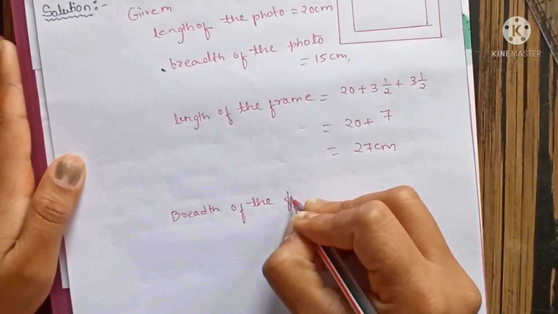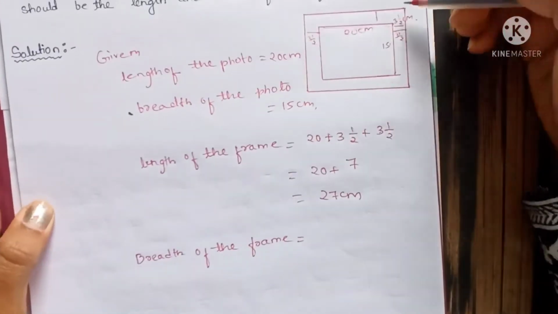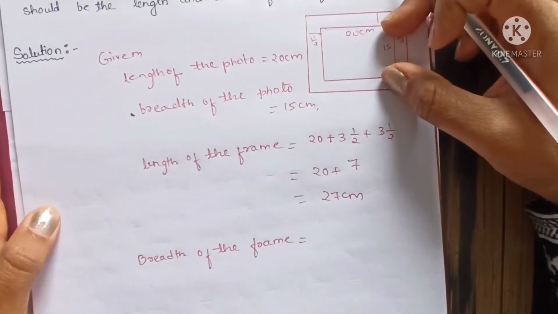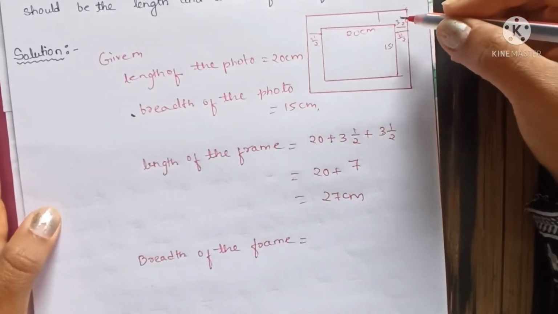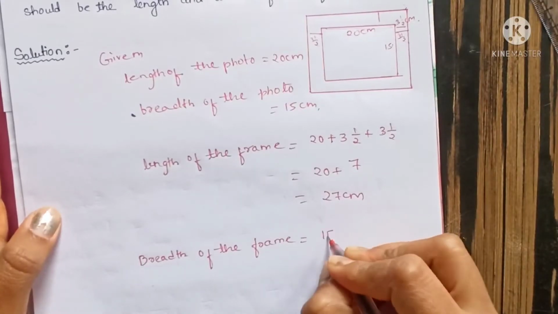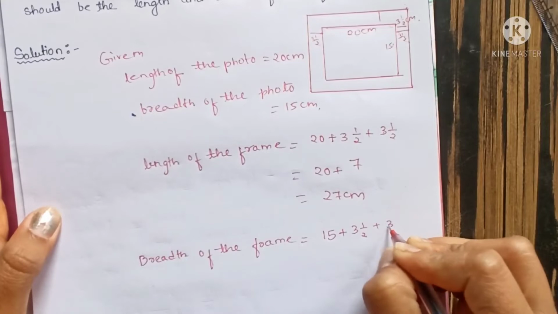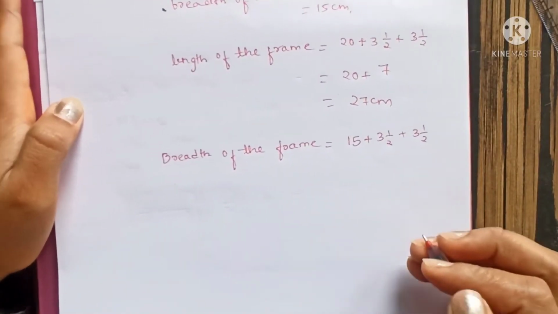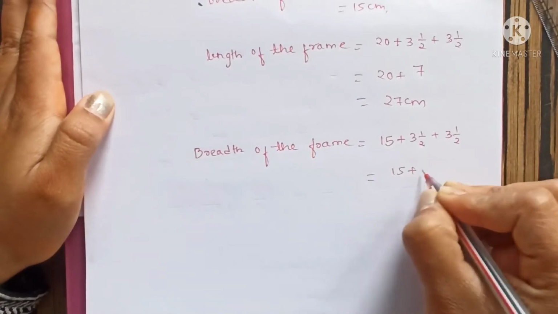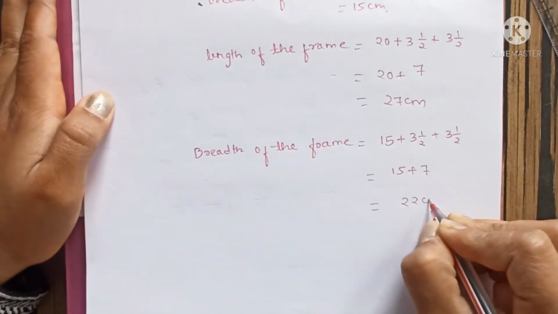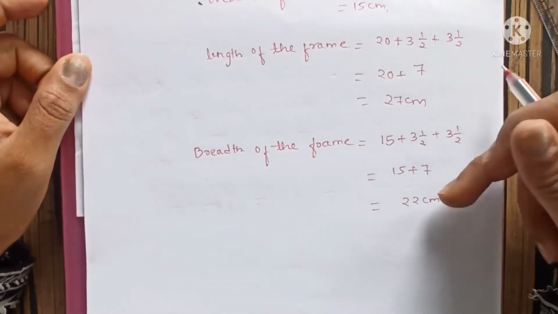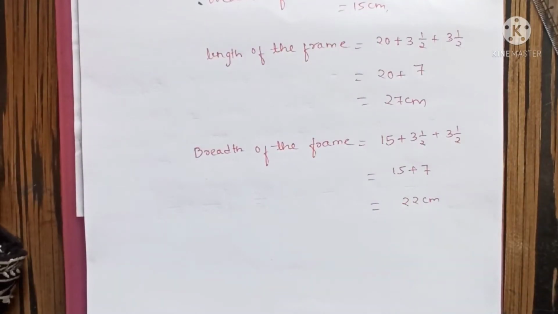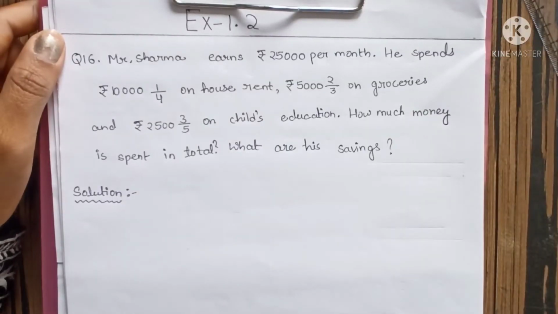Breadth of the frame will go the same way, because the breadth is also greater than the photo's breadth. Okay, breadth of the frame is greater than the photo's breadth by 3.5 from both the sides. So 15 plus 3.5 plus 3.5. Now if we add it here, we'll get 15 plus 7, that is 22 centimeter. Yes, so this is the length and the width of the frame which we were asked to find. That is what we have to do in question number 15. Okay? Okay children. So now let us continue with question number 16.